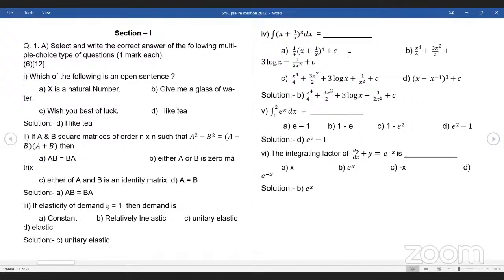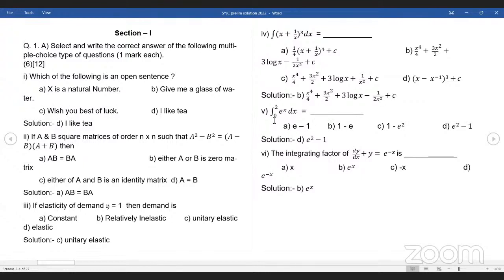Fourth question, here they ask integration. So if you want, you write the calculation here. After calculation, you get your correct answer. After calculation, you should write your answer, but please highlight it. Here we get the answer, option B: x raised to 4 upon 4 plus 3x square upon 2 plus 3 log x minus 1 upon 2x square plus c.